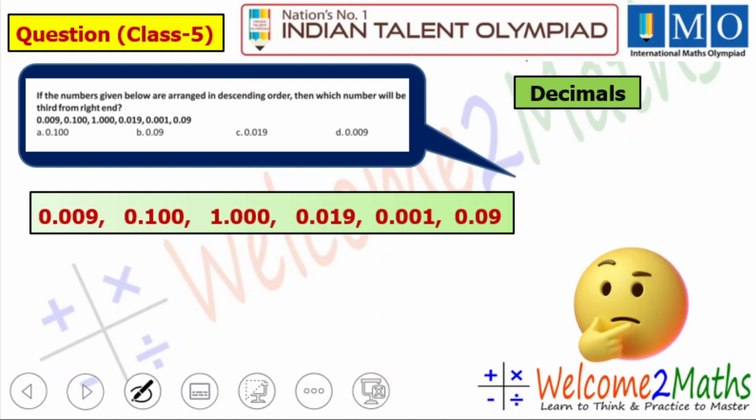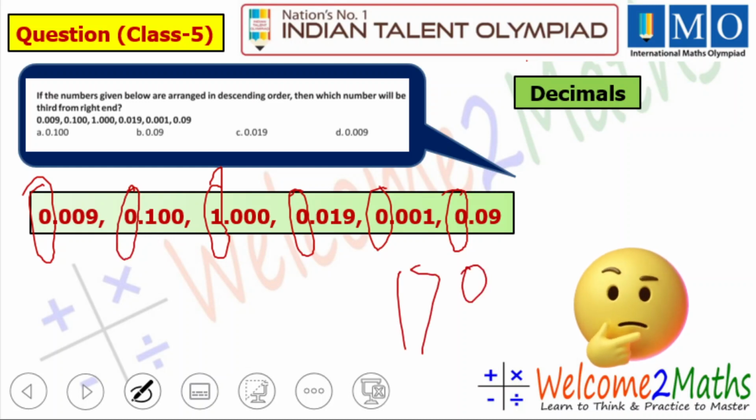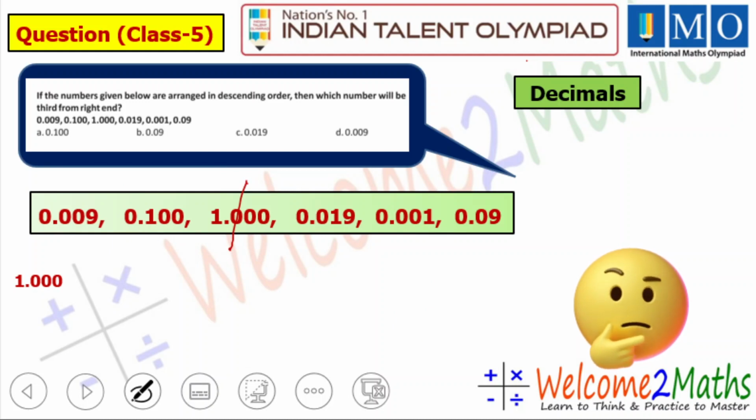In the first number you can see it's 0. The next number is 0, and here it's 1. Now here is 0, and here is 0, and here is also 0. You all know that between 1 and 0, 1 is greater than 0. So that means this number would come first. This is the larger one. So this number 1.000 would come first. Now we have only 5 numbers.